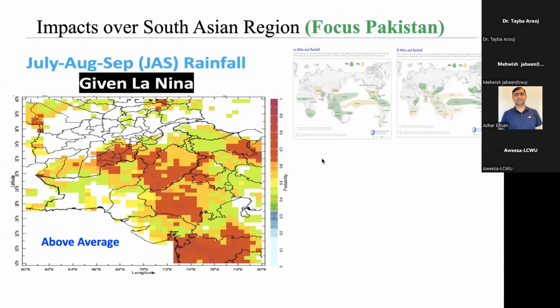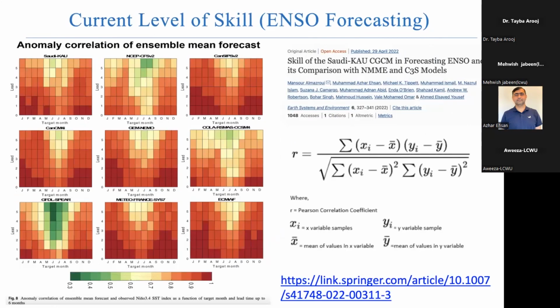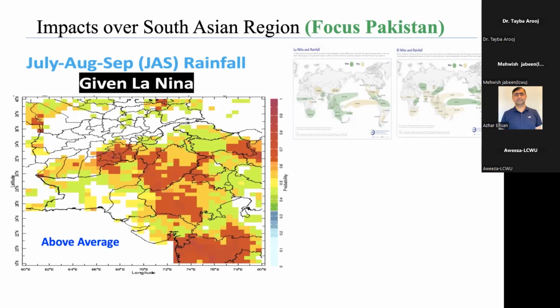Okay, so red color is 70 to 80%, and there are some dark pink dots as well over this area. So quite high probability if there is La Nina to get above average rainfall. So that's the point: if there is a La Nina, what we can expect in Pakistan or in South Asia on a regional scale.